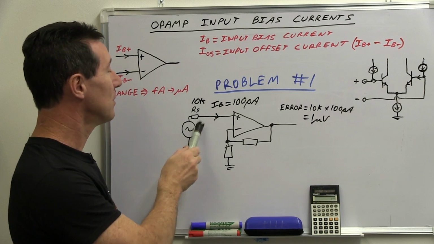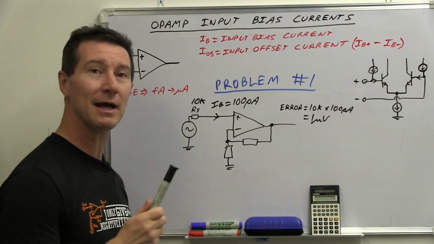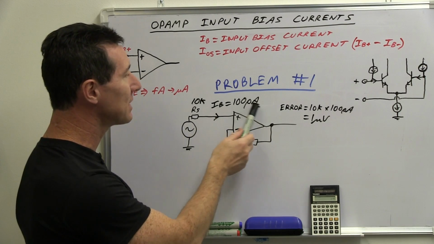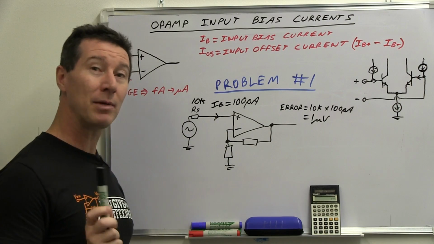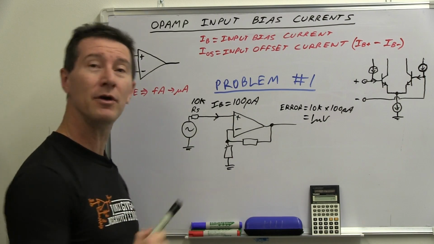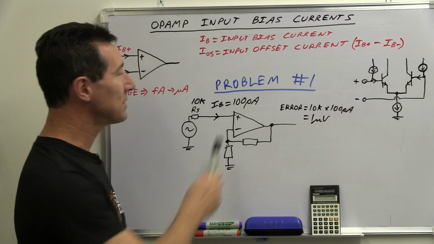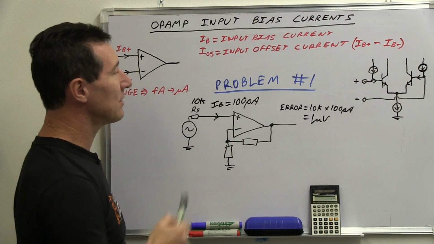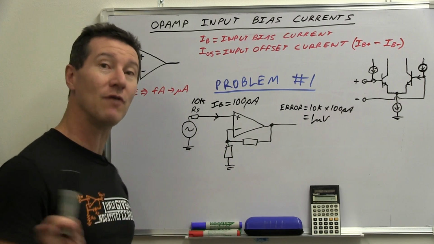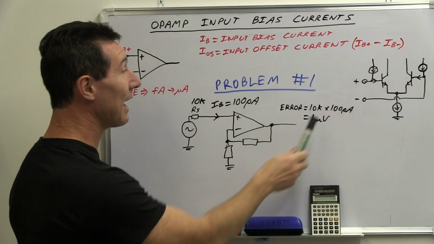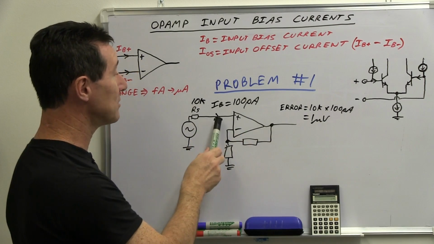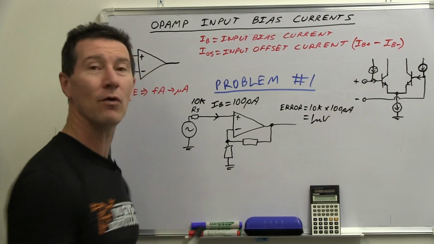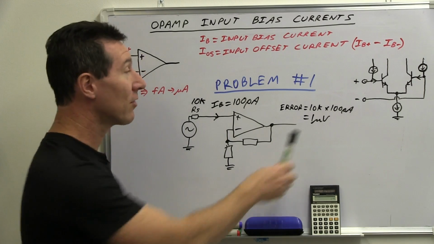That's the series resistance of your source. Let's say it's 10K, which might be a typical value for some systems. And if our input bias current is a very low 100 picoamps, that's a pretty good op amp, very low input bias current. Then the error we're going to introduce in our system, ignoring offset errors and all the rest, is going to be 10K times that 100 picoamps, because the 100 picoamps is flowing through that 10K resistor. We've got a 1 microvolt offset already, 1 microvolt error.